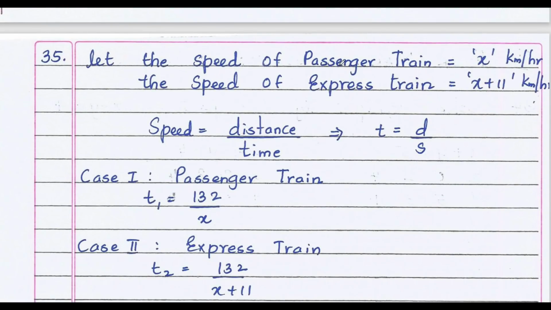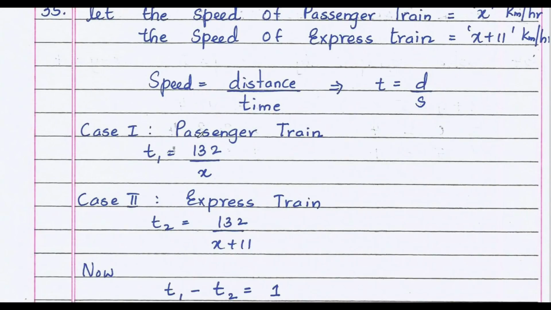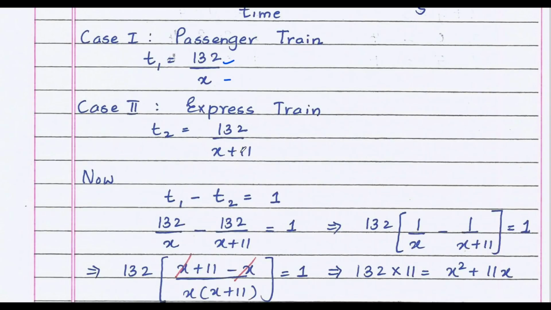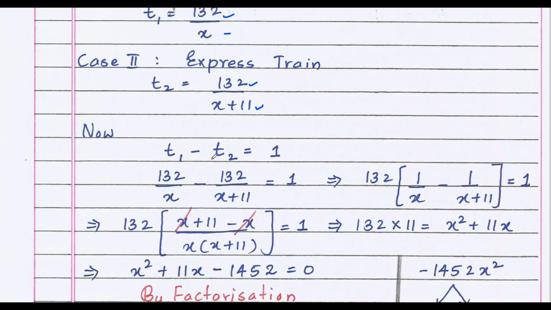Question number 35. We need to find out the average speed of passenger train and express train. I'll assume the speed of passenger train as x km per hour, speed of express train as x plus 11 km per hour. Now speed equals distance by time. In case 1 for passenger train, the time t1 equals distance by speed, 132 by x. For express train it is t2 equals 132, distance will be same, the speed is x plus 11. The difference in timings of these two trains is 1 hour. Therefore t1 minus t2 equals 1 hour.